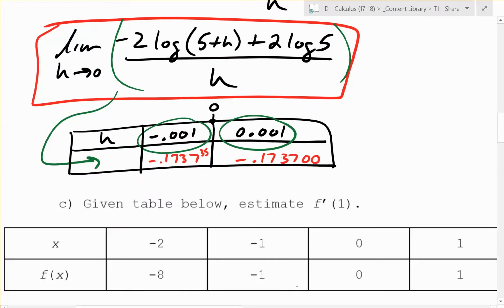If you wanted to add in a couple more decimal places, you could, and then average the two. So a great answer to this would be negative 0.1737. You can stop there. 4 decimal places is great.